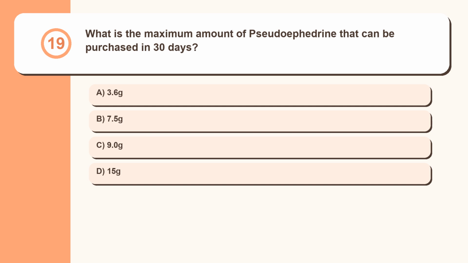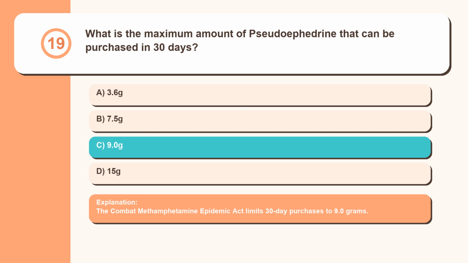Question 19. What is the maximum amount of pseudoephedrine that can be purchased in 30 days? 3.6 g, 7.5 g, 9.0 g, 15 g. The Combat Methamphetamine Epidemic Act limits 30-day purchases to 9.0 grams.